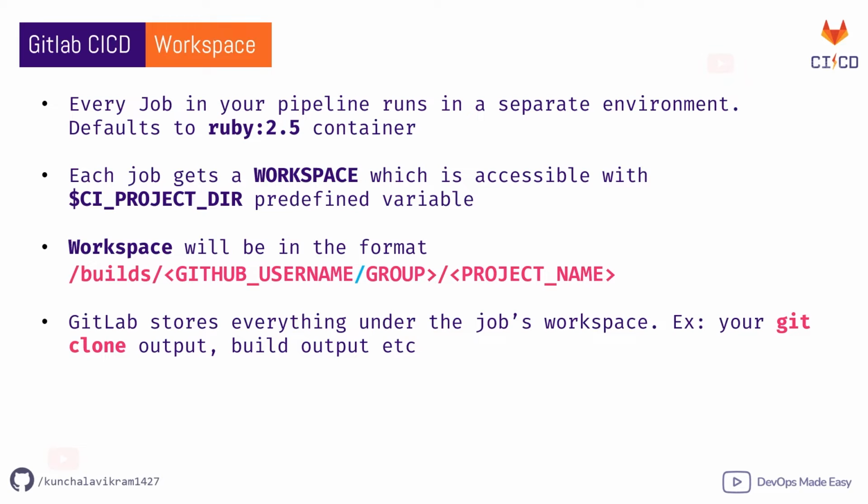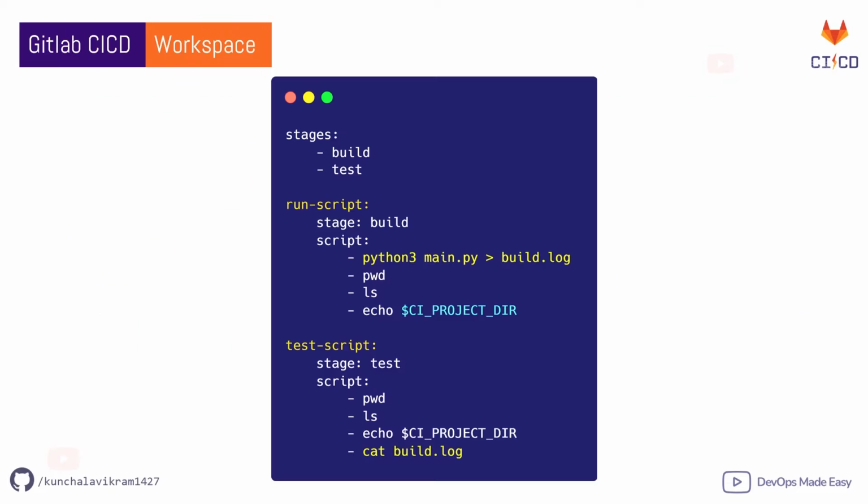So this directory will be automatically created within each container that is assigned for a job, and you can access this location through a predefined variable, that is CI project directory. So GitLab stores under this directory. Let's say that your job requires you to clone some repository. Your cloned repository will be in this directory within this container. So let's see what will happen if I try to use that workspace.